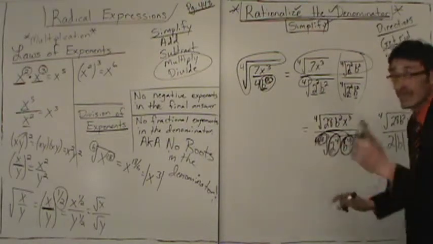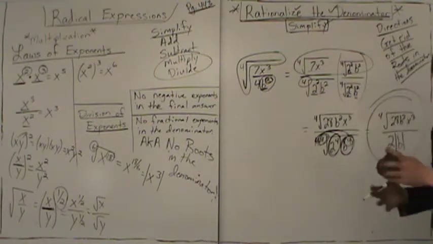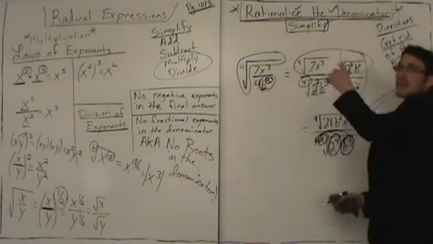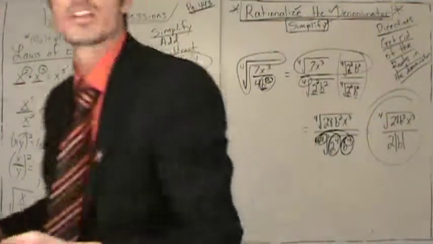We have an even index of 4, and that concludes this video, and we will finish rationalizing denominators in the next video. All right, good luck with your homework, guys.